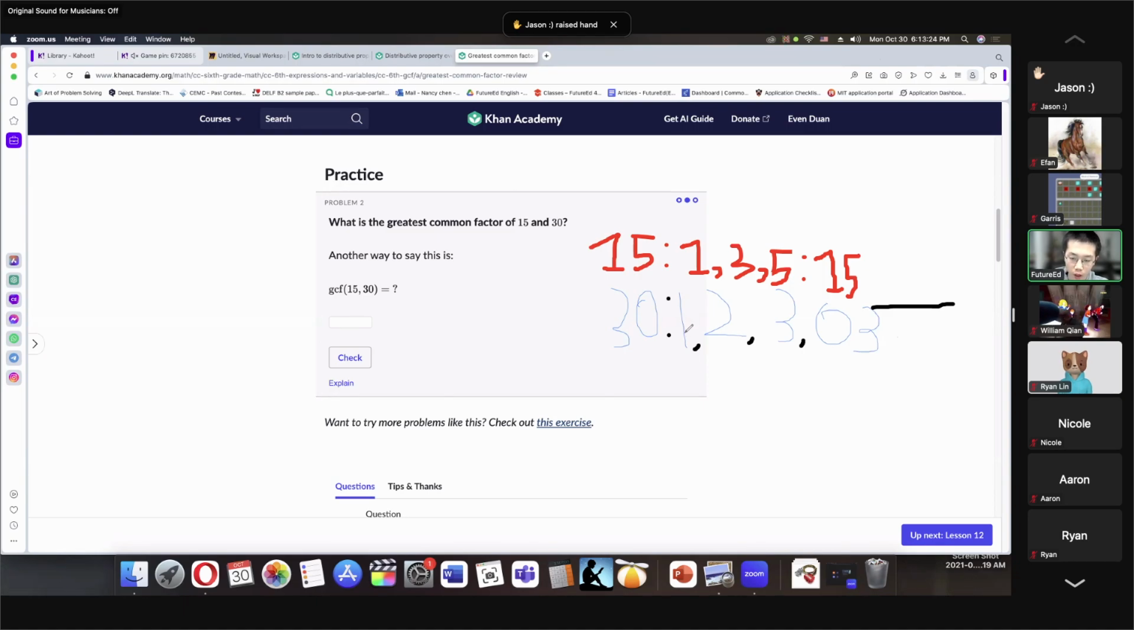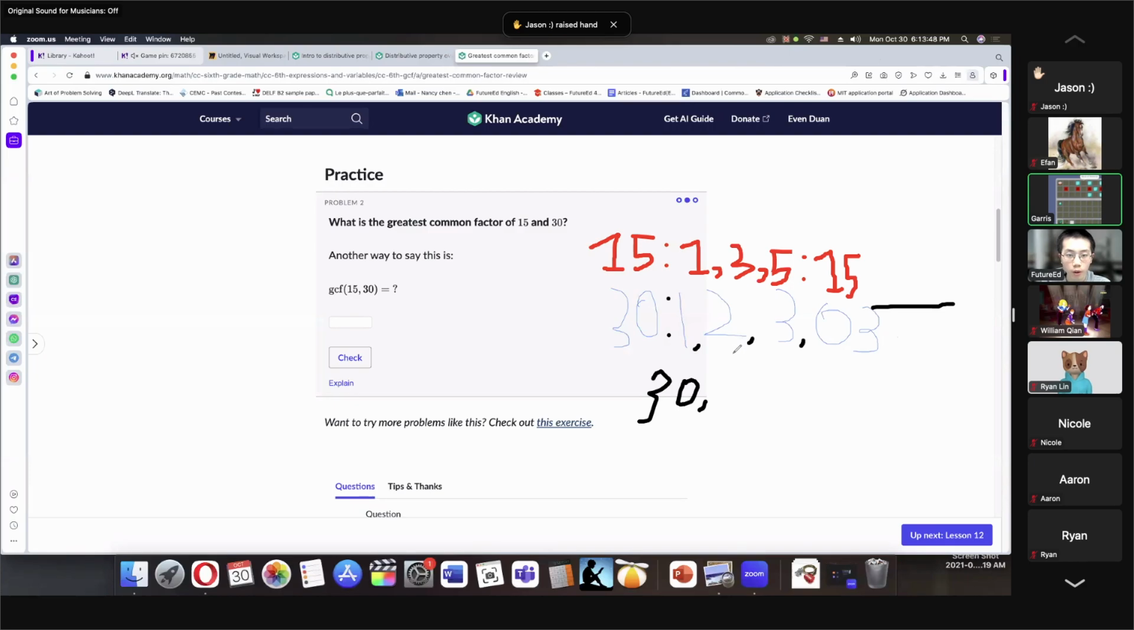So something with factors is that usually they come in pairs, okay? So when you divide 30 by 1, what's the answer, Garrus? So what's 30 divided by 1? 30 divided by 1 should be 30. Exactly, it should be 30. So 30 divided by 1 is just 30.